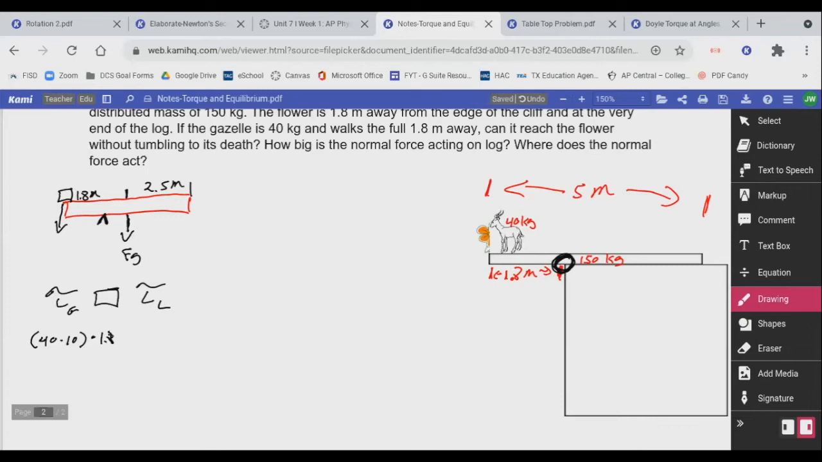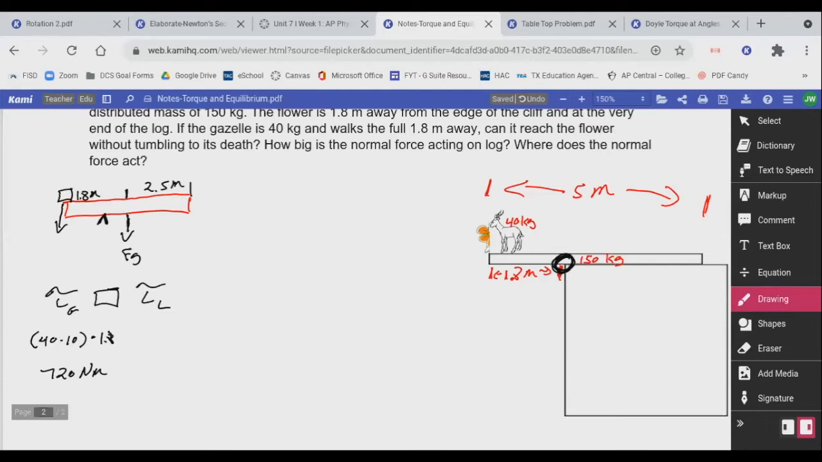Let's go ahead and calculate that value, which would be what? 400 times 1.8. 400 times 1.8 on my calculator gave me 720 Newton meters. Okay, I'm just looking at magnitude right now. I don't care if it's positive or negative. Let's just look at magnitude. Let's do it for the log now. The torque of the log.